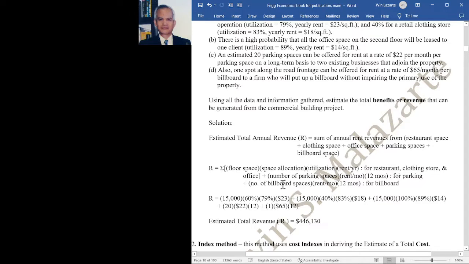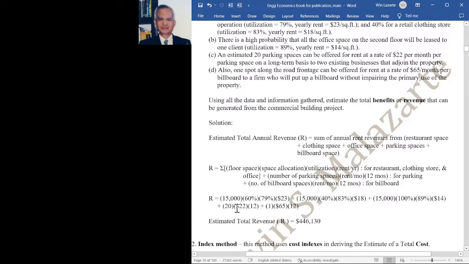For the office space, it is equal to the $14 rent per year times the 89% utilization times the 100% space allocation, because only one client will occupy the whole of the second floor, times the 15,000 square feet floor area of the second floor.